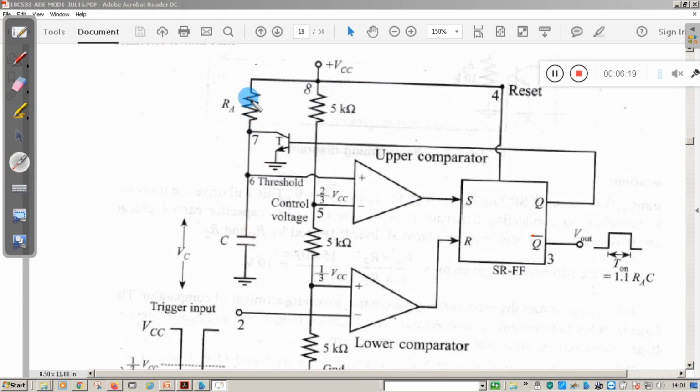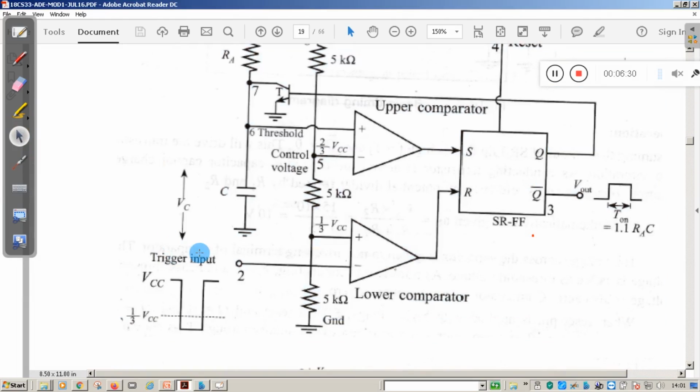RA is connected between pin number 8 and pin number 7 of the IC, and the capacitor is connected between pin number 6 and ground. Other than that, here we are giving a trigger pulse at pin number 2. The trigger pulse is a negative going pulse. Initially the voltage of the trigger pulse is 5 volt. So now let's see how this works.